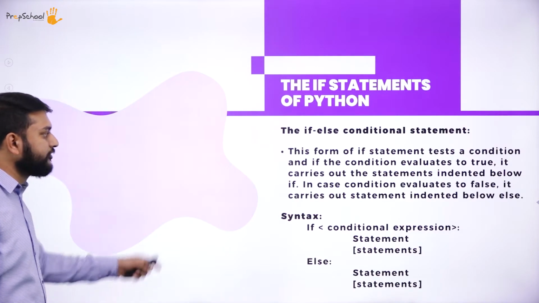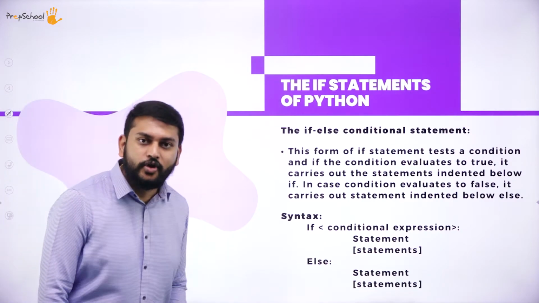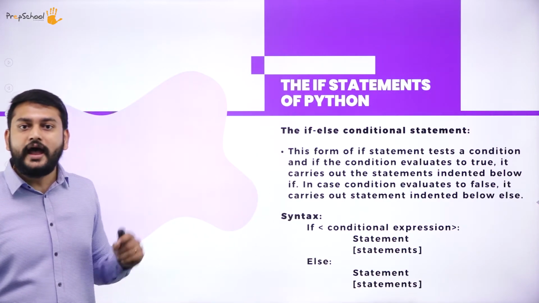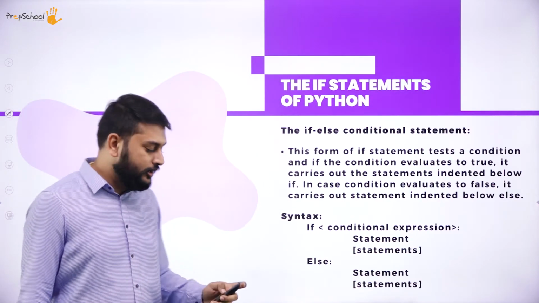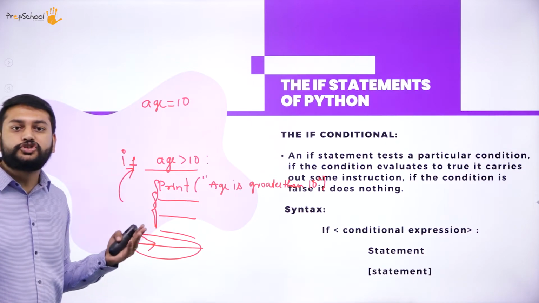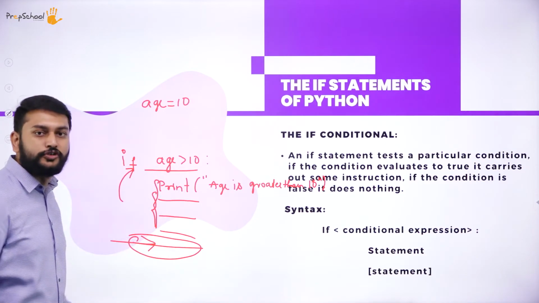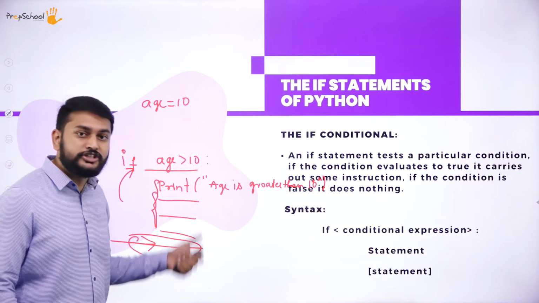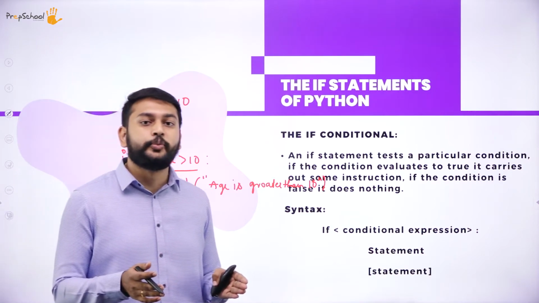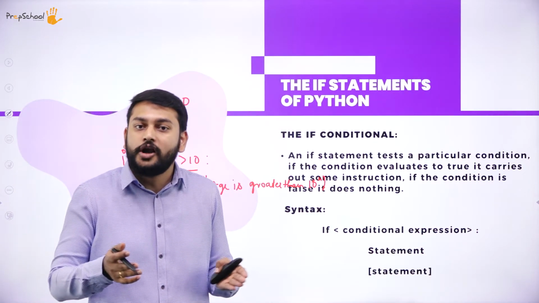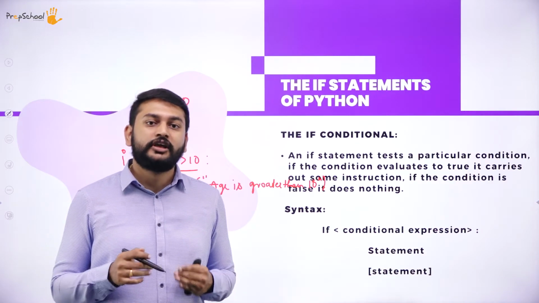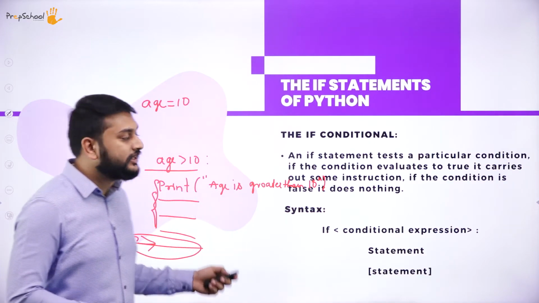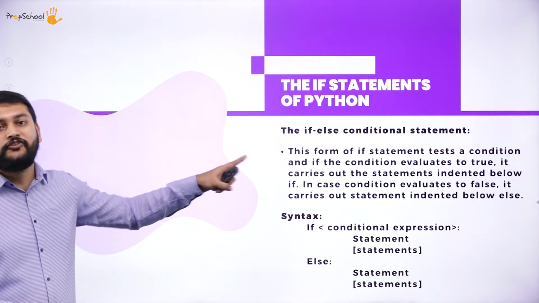What is the second one that I have? The if else conditional statement. So let us recollect what I discussed in the previous slide, right? Here I have just told you that if this condition is true, you have to execute this. But I have not mentioned what exactly it should do if this condition is false. If I want to mention what it has to do when the condition is not true, I have to use the next type of statement, that is if else.